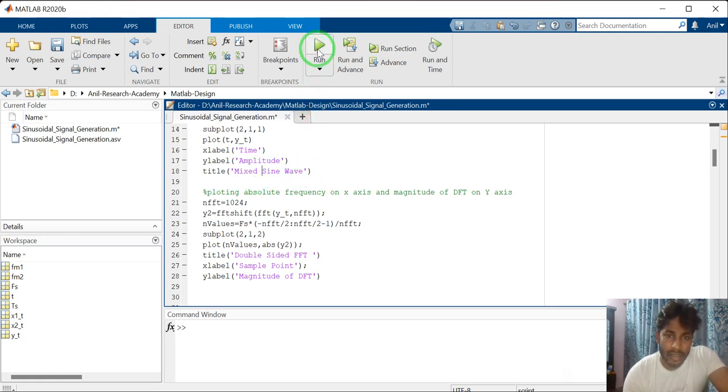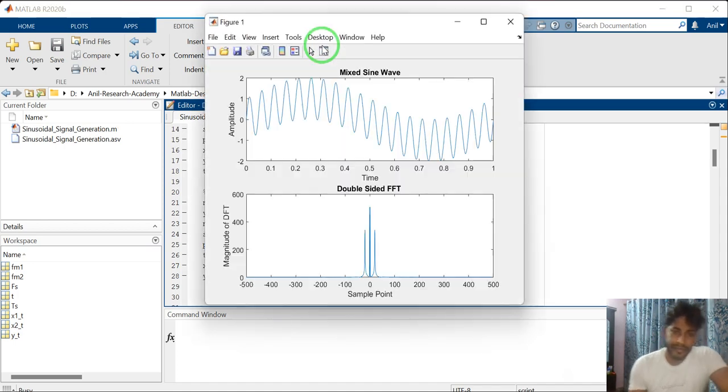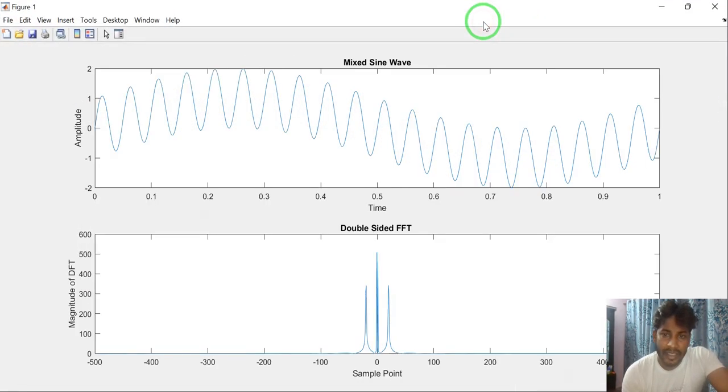Okay, I am running this MATLAB code and let's see what the output will be. See, just expand it, maximize it. See, this is the original time domain signal. There are two frequencies in this signal, one is 1 hertz and one is 20 hertz. Okay, so both signals were added to generate this mixed signal. What frequencies are in this signal, we can see exactly in the FFT frequency domain. So this is the FFT plot, frequency domain signal.